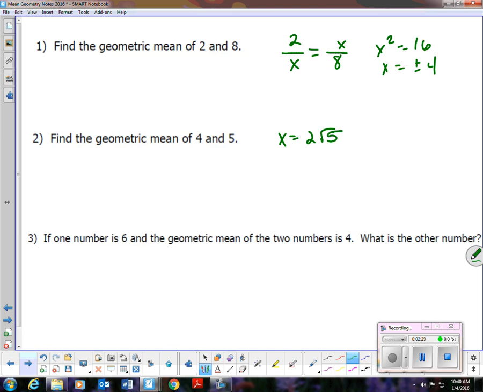All right, so when you were working this one, your answer for the number should have been 8 over 3. Because it says here, we start off with a little geometric mean proportion. It says one number is 6, the other number we don't know, and the geometric mean of the two numbers is 4. And this is what you have to solve. Okay, and when you solve it, you get a fraction, 8 over 3.